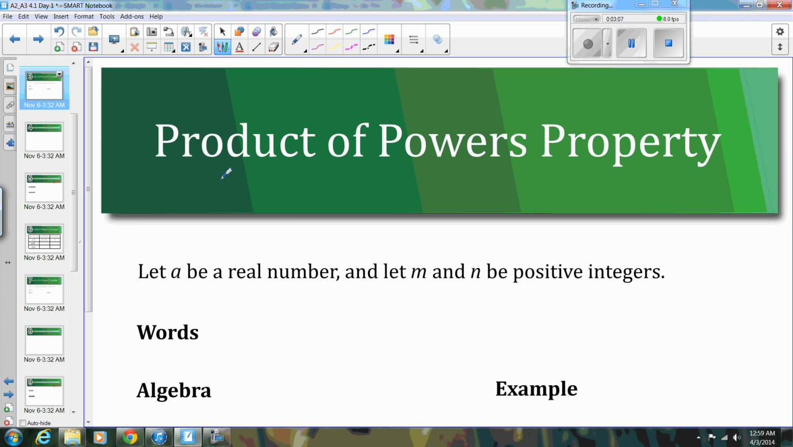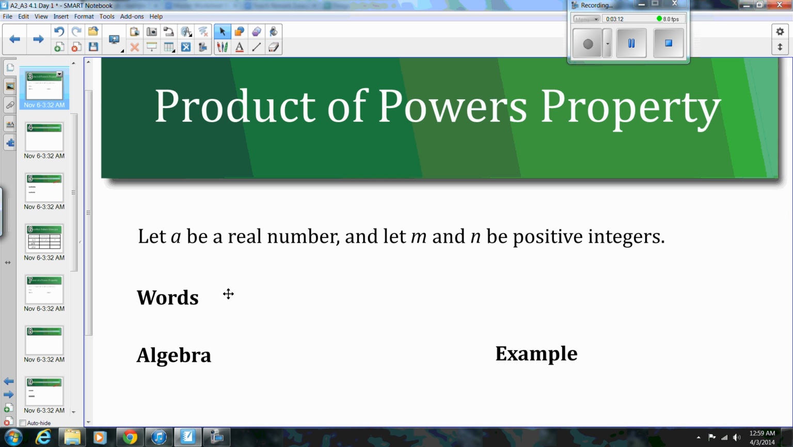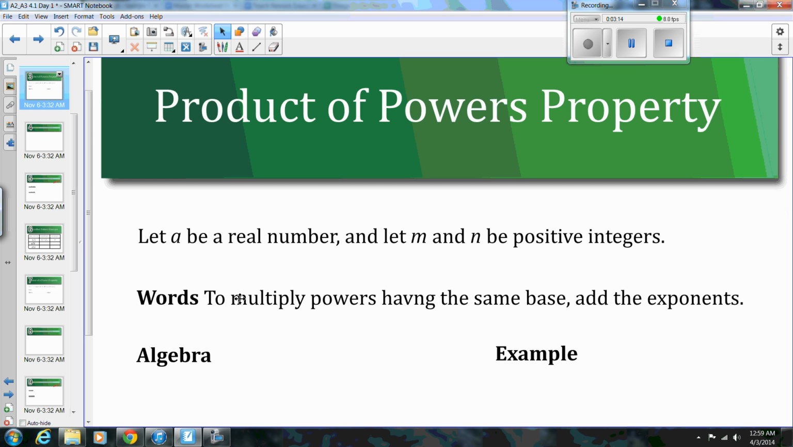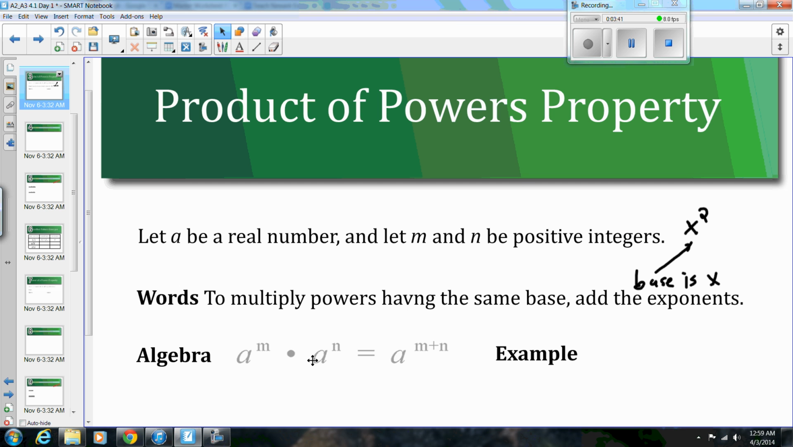This pattern is called the product of powers property. A is a real number, m and n are positive integers. If I were to write this in words, I'm going to say to multiply powers having the same base, you add the exponents. And note, this should be obvious to most, but I just want to be clear. I won't define what an exponent is, but when I'm saying x squared, the base here is x, okay? So the exponent is 2. The base, when I say base, that's what I mean. That's x.